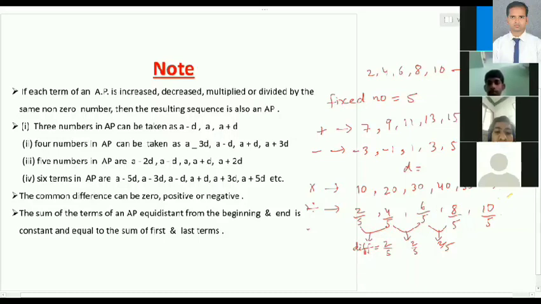The given sequence is also an AP. What does it mean? It means if you multiply, divide, add, subtract, any mathematical operation in an AP by the same number, and you do the same thing to all the terms, then the resulting sequence will also be an AP.